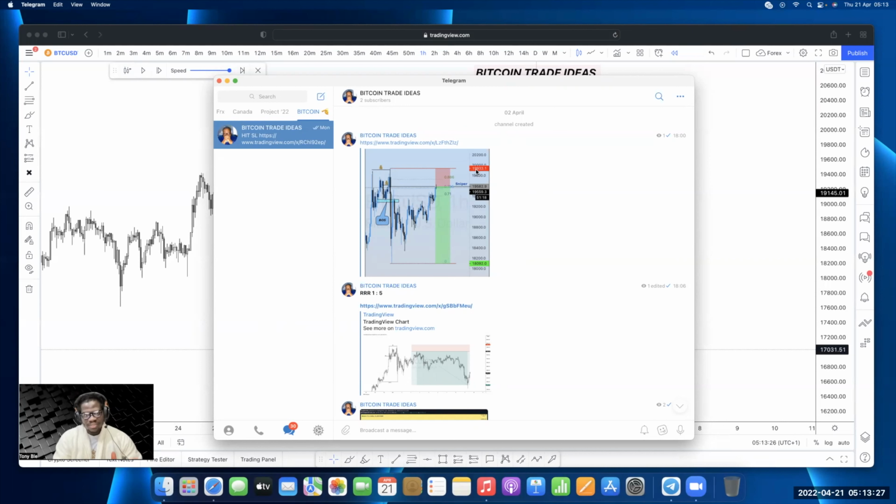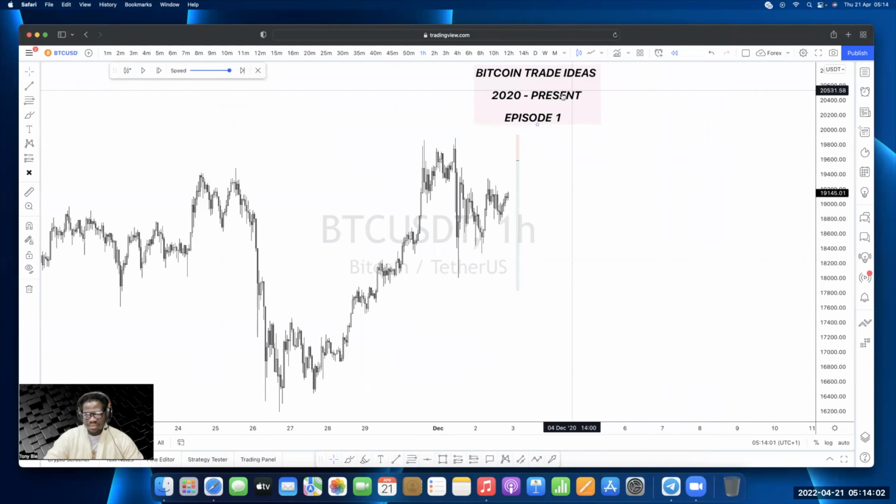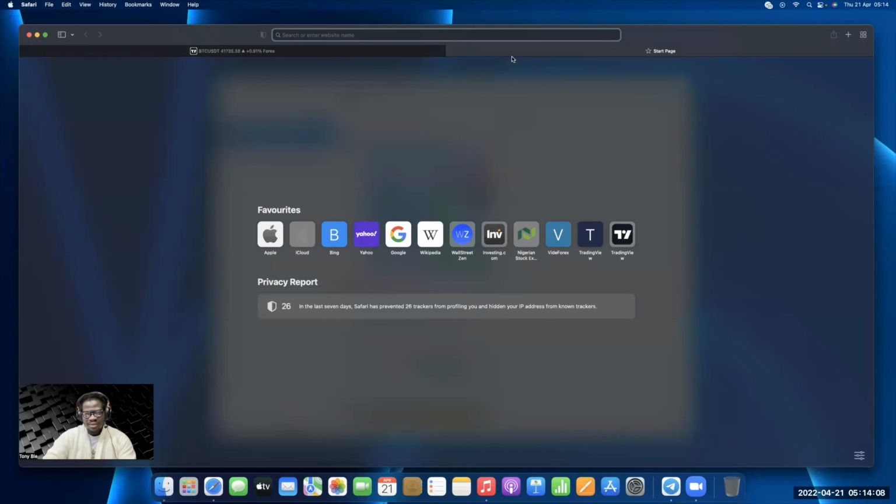As you can see, I created a Telegram channel just for the Bitcoin trade ideas, so I can be fast with it. Anytime I want to teach, I can just come here and start picking. I have arranged them from when I started all the way down to present. This is the very first trade idea that I marked out. So I'm just going to copy the link and paste it. We have started episode one already, so I'm going to paste it here.